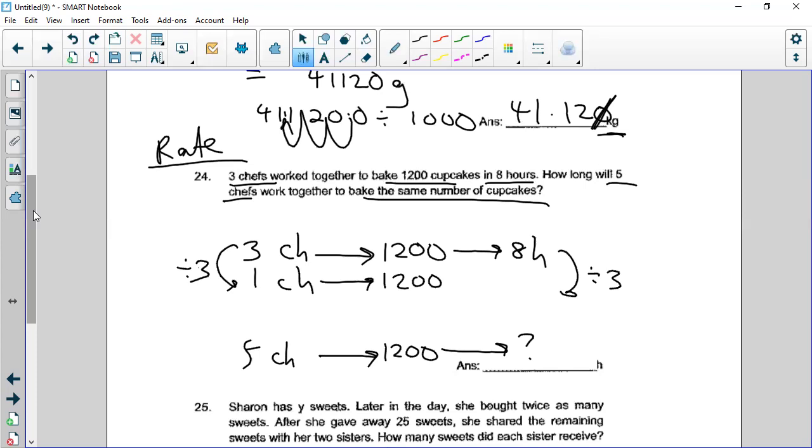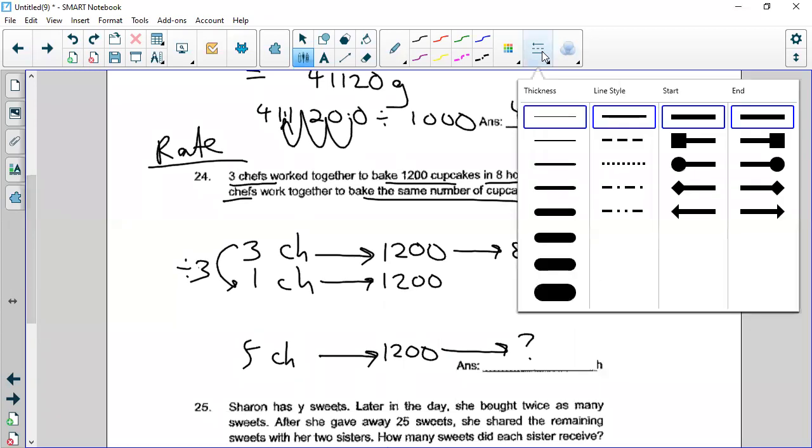Now, if you think carefully, more people, less time taken to do work, right? More chefs, you have less time to bake the cupcakes. When you have fewer workers, then you will need more time to bake your cupcakes. So that means you cannot divide by 3. It's called inverse proportion. Just remember that if there are more people, you take less time. If there are fewer people, you take more time. Agree? So it means that you cannot divide by 3.